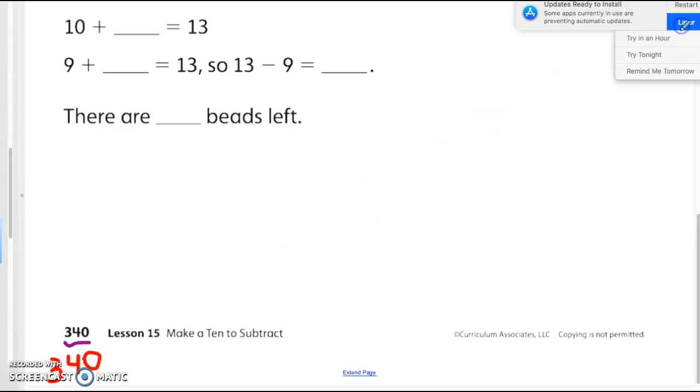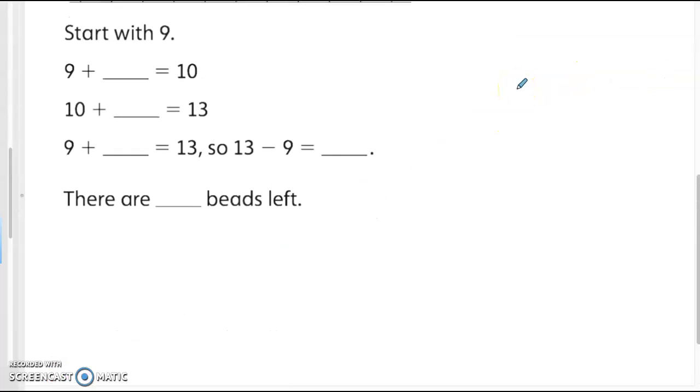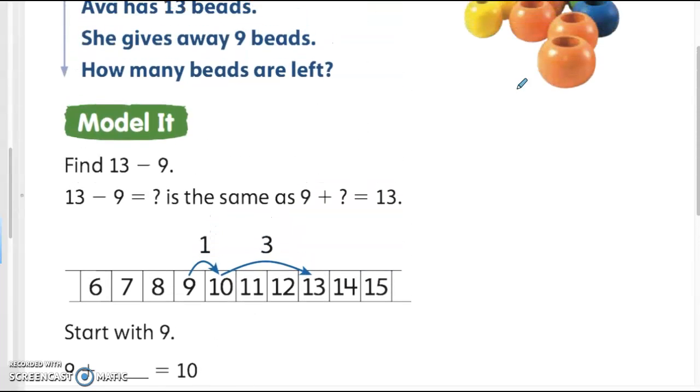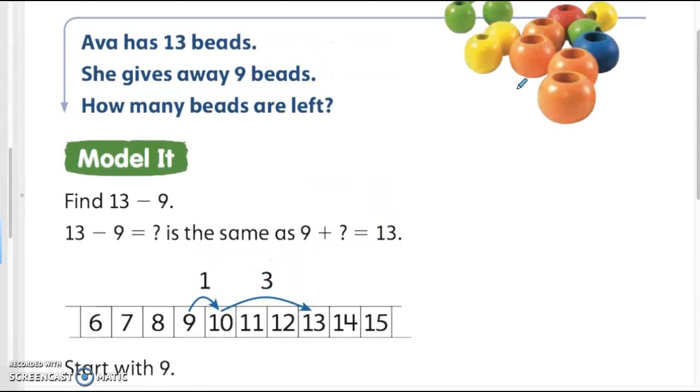Okay, let's take a look at this next problem right here. Ava has 13 beads. She gives away 9 beads. How many beads are left? It's a problem that we already did. But this time we're going to take a look at how can we use an addition problem right here to help us find the subtraction problem. And is that crazy that we can use an addition problem to help us find a subtraction problem?